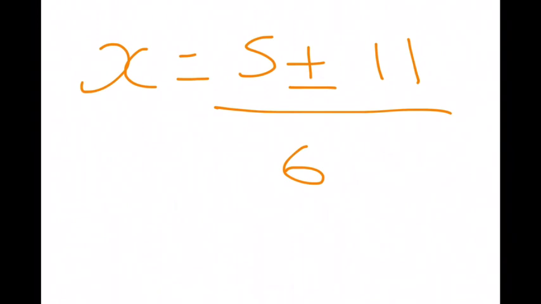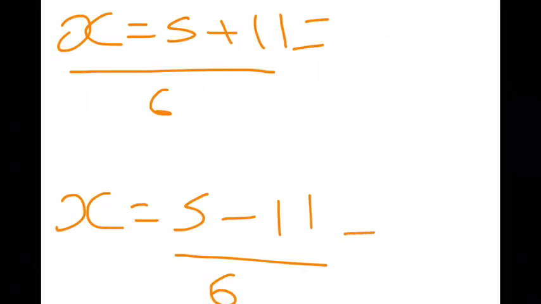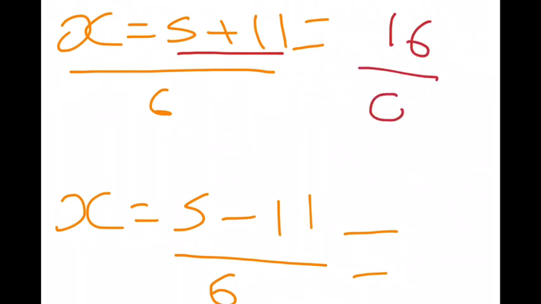And now all we have to do is use this plus or minus over here. You guys can see that. We have to use the plus and minus. So let's do it right now. You want to add these two up, and that gives us 16 over 6. And then we want to subtract these two, which gives us -6 over 6.